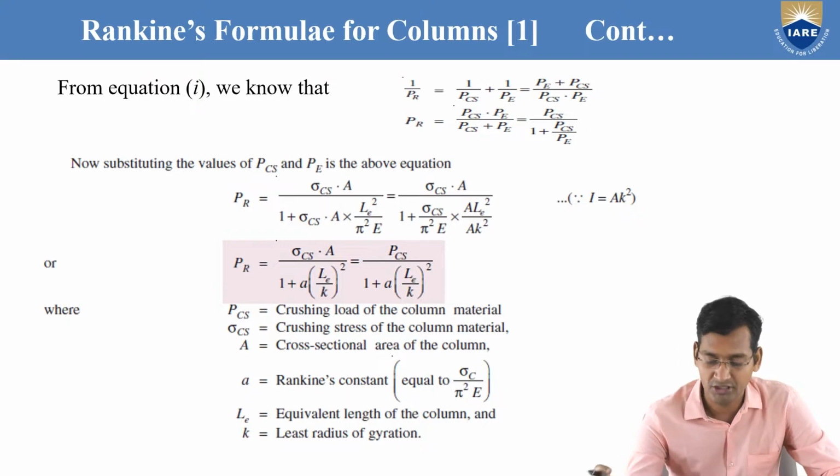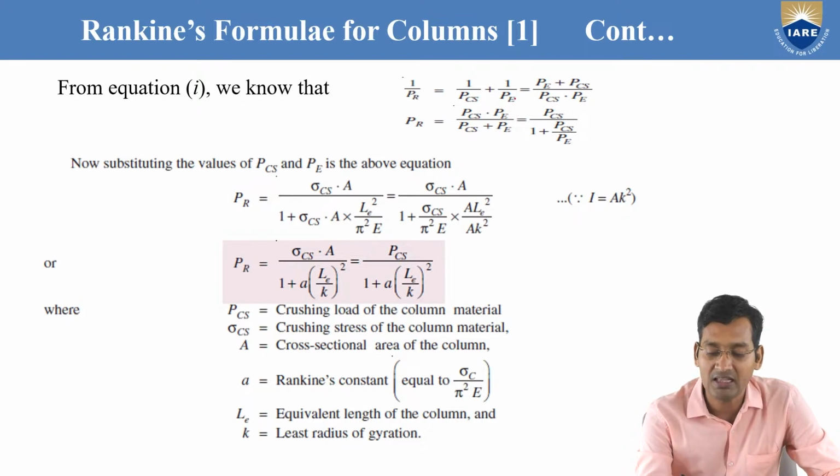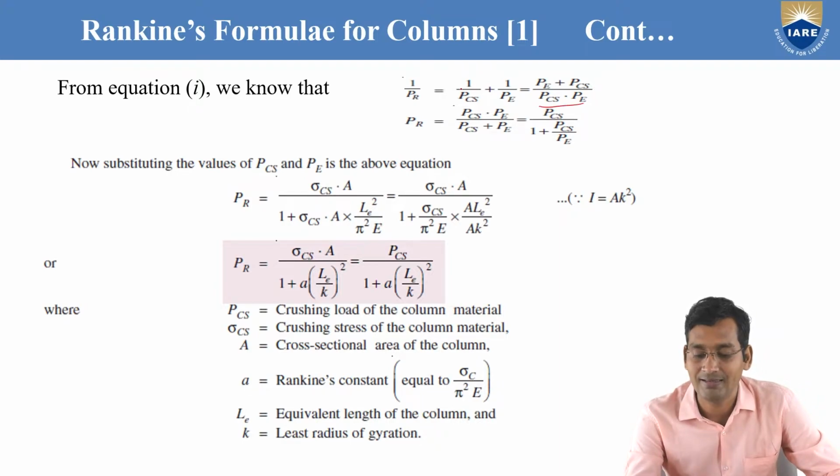Okay, so now from the equation, we have already seen this equation: 1 by PR equals 1 by PCS plus 1 by PE. So take the LCM. After taking the LCM, what happened? PCS plus PE over PCS into PE, so P plus PCS by PCS into P.